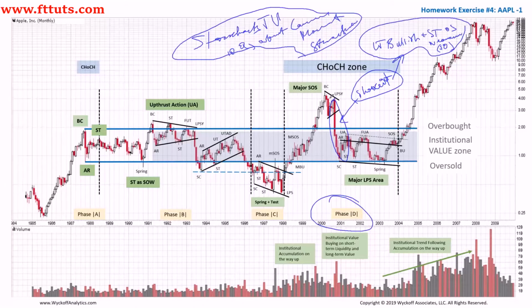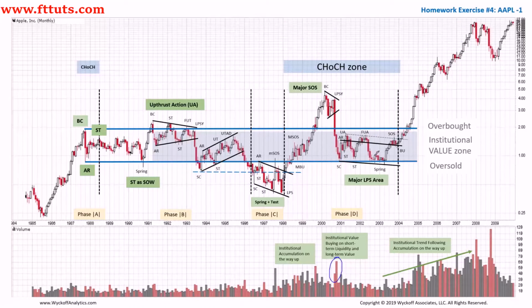So this is just a phenomenon in phase D that happens sometimes, with the stocks that are showing a lot of strength on the major sign of strength, and then the market weakness happens, and the stock is being influenced. Just because the stock has had a lot of supply, it needs sometimes to retest it. So therefore, that concludes that major last point of support area.